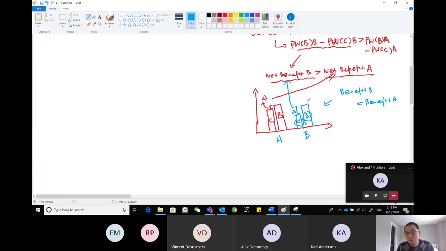So in a mutually exclusive project evaluation, instead of just considering the benefits over the cost, we need to consider the delta between the benefits and the cost. And we always choose the project that has bigger delta.